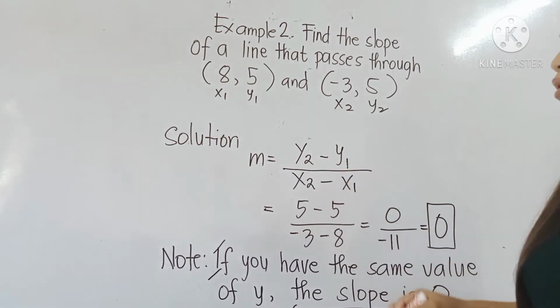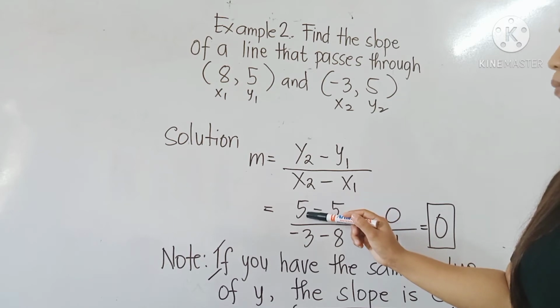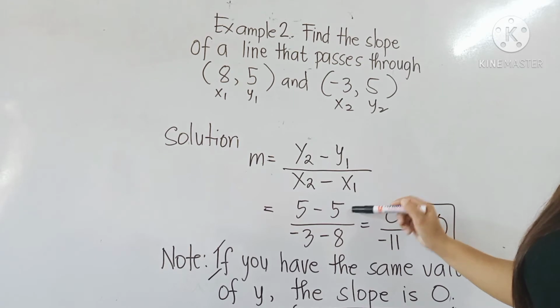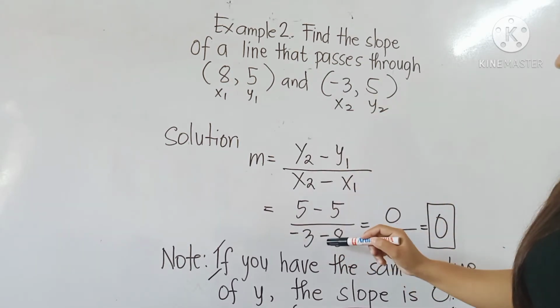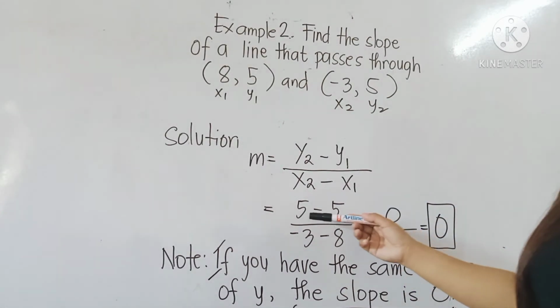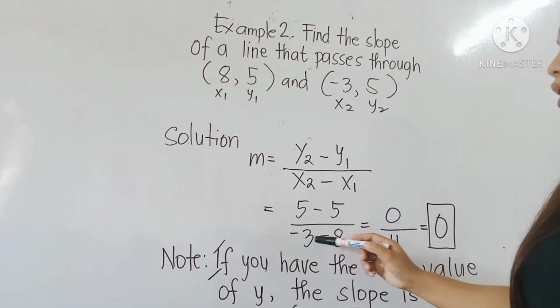So, now let's substitute the value of y sub 2 and y sub 1. So, we have here the value of y sub 2 is 5, minus the value of y sub 1, which is 5 also. Okay, all over x sub 2, which is negative 3, minus x sub 1, which is positive 8. Now, let's solve. So, 5 minus 5, that is 0. And negative 3 minus 8.